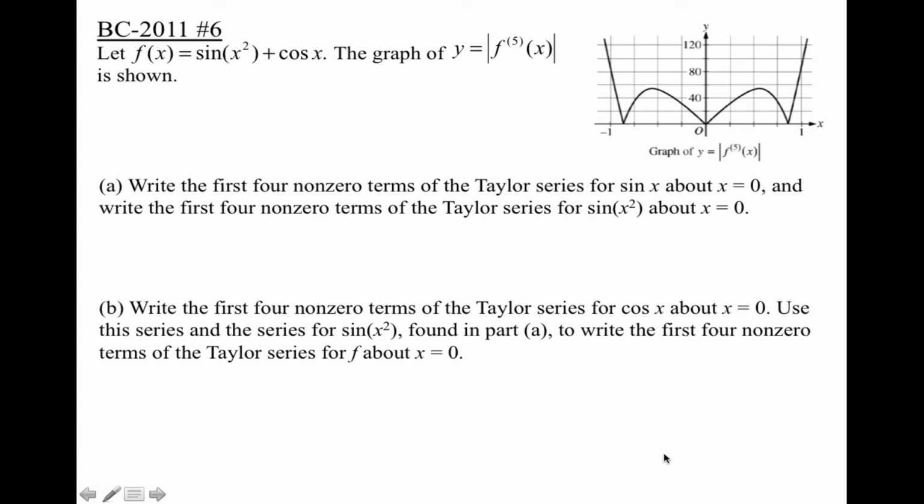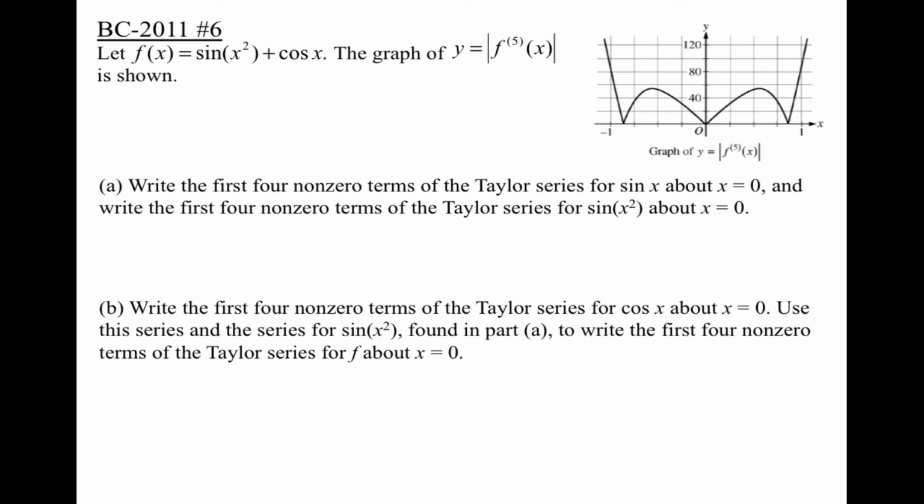All right, now let's try this example, which was from 2011, and it was question number 6, which means no calculator. So we have that we're going to let f of x equal sine of x squared plus cosine x, and the graph of y equals the absolute value of the fifth derivative is shown. For part A, we want to write the first 4 non-zero terms of the Taylor series for sine x about x equals 0, and write the first 4 non-zero terms of the Taylor series for sine x squared about x equals 0.